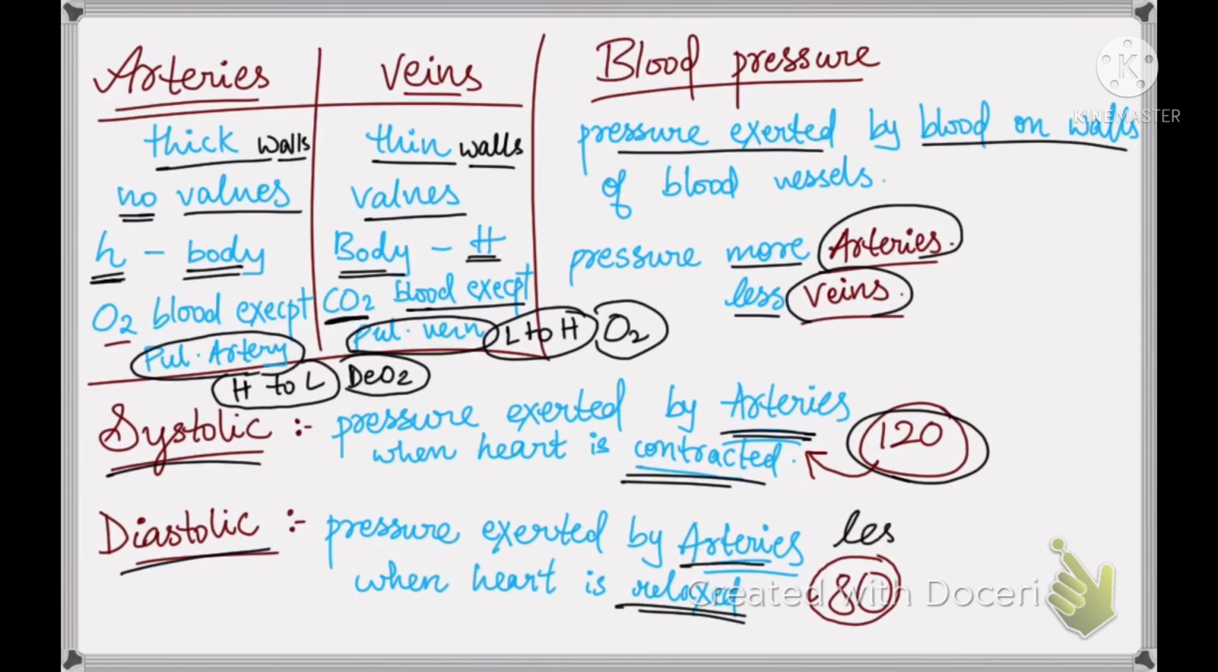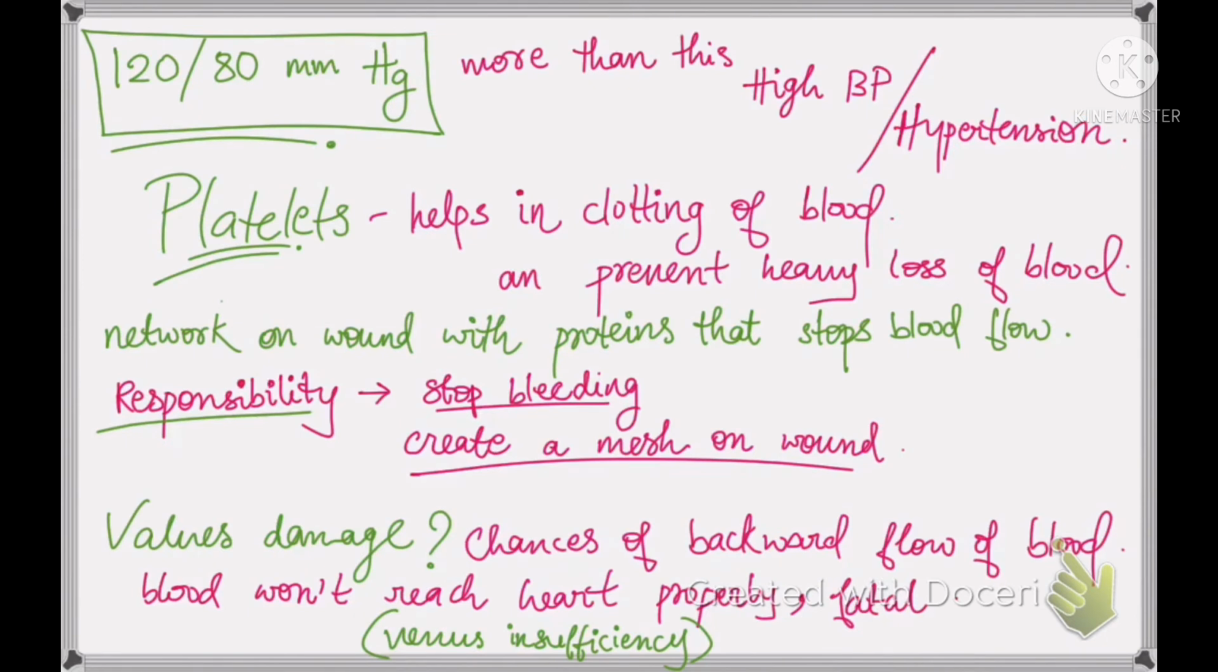So pressures will be a little low there. So the pressure there is 80. And that's why we say normal blood pressure is 120 by 80 mmHg. If we have blood pressure more than this, we call it high BP or hypertension, which is generally caused due to a lot of stress and tension, lack of exercise, or wrong eating habits that you practice, etc.